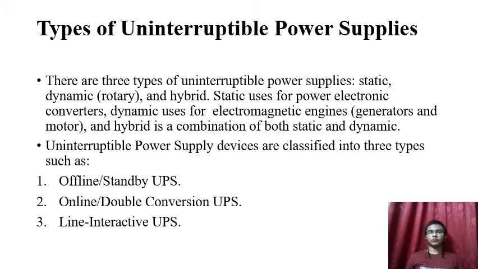Types of uninterruptible power supplies. There are three types of uninterruptible power supplies: static, dynamic, and hybrid. Static uses power electronic converters, dynamic uses electromagnetic engines, and hybrid is a combination of both static and dynamic. Uninterruptible power supply devices are classified into three types: offline or standby UPS, online or double conversion UPS, and the third one is line interactive UPS.